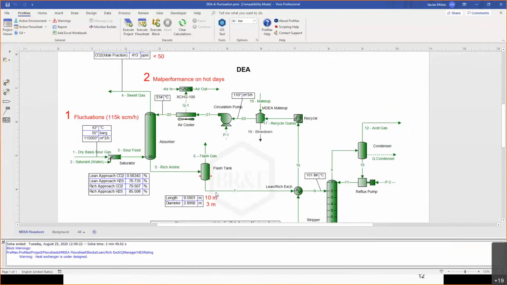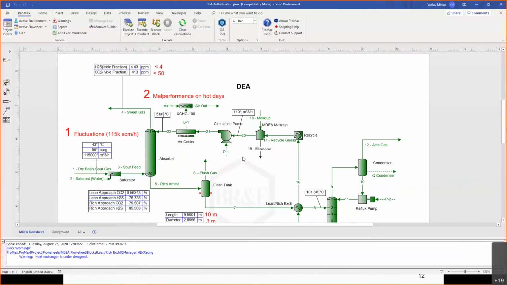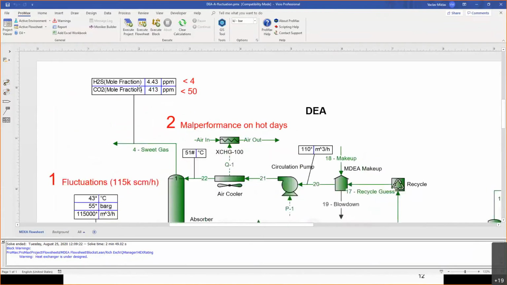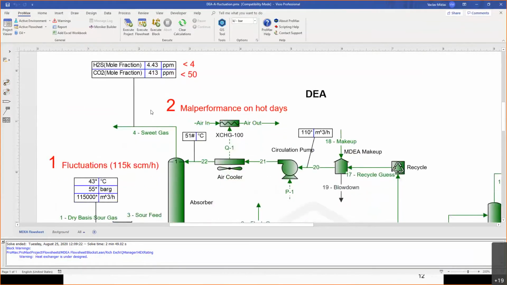All right, so it looks like we're getting some results. Let's take a look at the results now. So this is the case where we have higher sour feed flow rate. And as you can see, the process really is not very stable, since if we are at 115,000 cubic meters per hour, we can see the CO2 concentration completely skyrocket and be at 400 ppm, which is way over specification. So this is why it was such a huge concern for them and why they've seen their sweet gas getting off spec. And the ProMax simulation just confirms it.